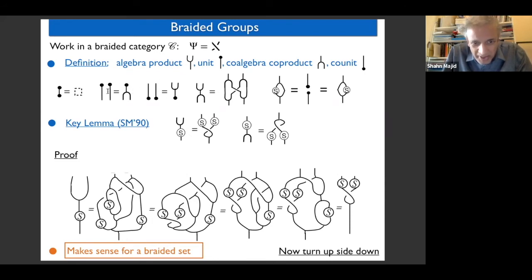I'll just go to this one. This one just says that the co-product of one is one tensor one, and this says that epsilon of a product is the same as epsilon of the two things separately. The most important one here is the bialgebra axiom.